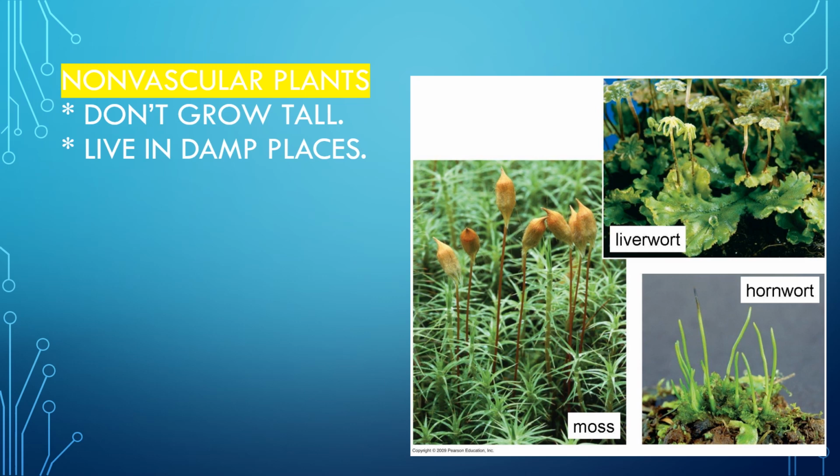They have to stay low to the ground because it's very hard to carry water upwards because there are no tubes. They also live in damp places. They have to live in wet places because they don't have real roots or stems or leaves to soak up water like vascular plants do. So this is very important to know: they can't grow tall and they live in damp or wet places.